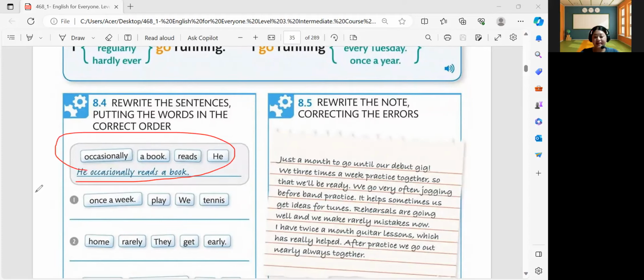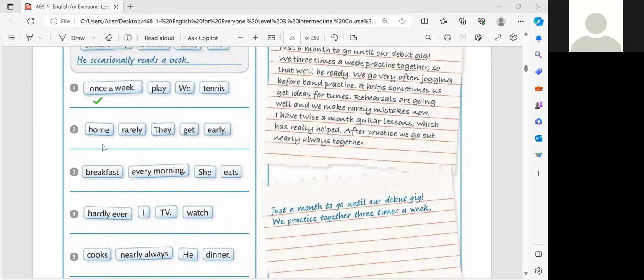We play tennis once a week. Okay, yes, that's correct. Right. That's correct. Okay, how about number two? They rarely get home early.